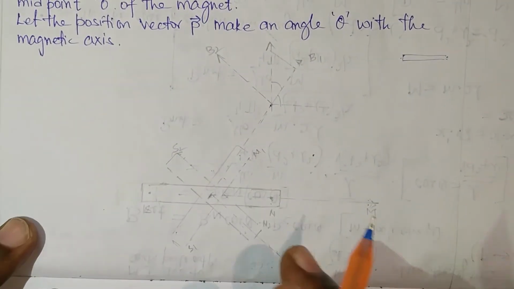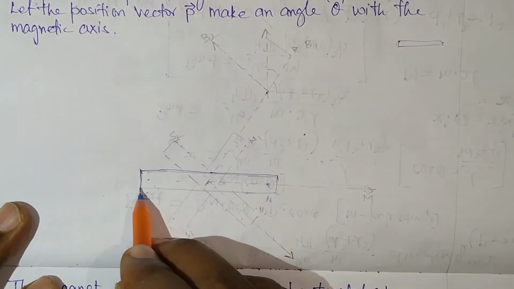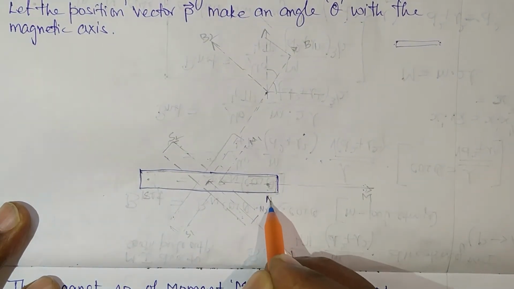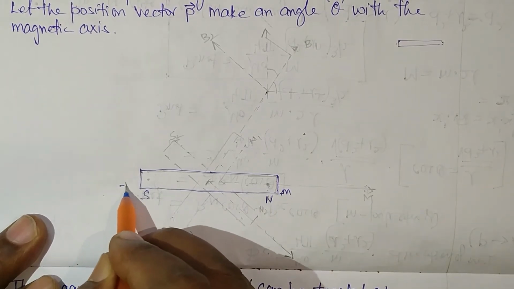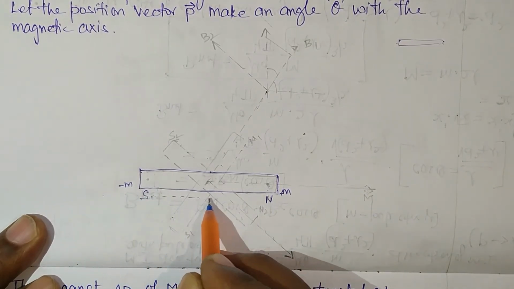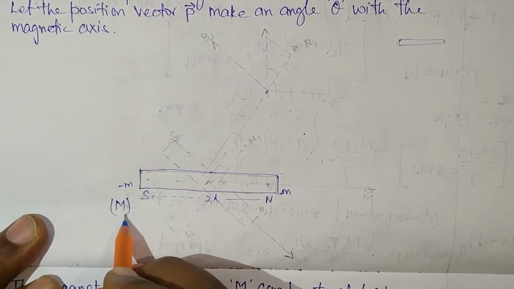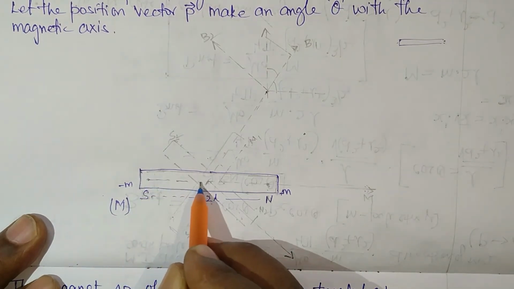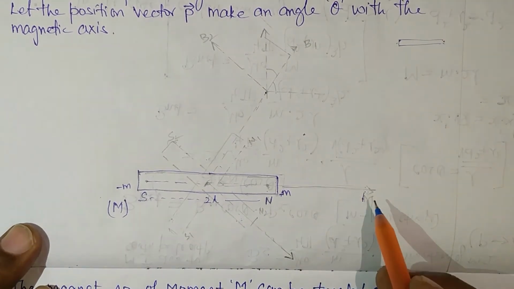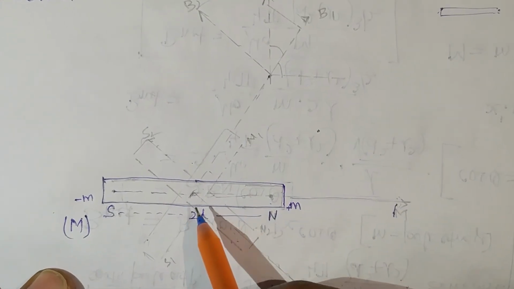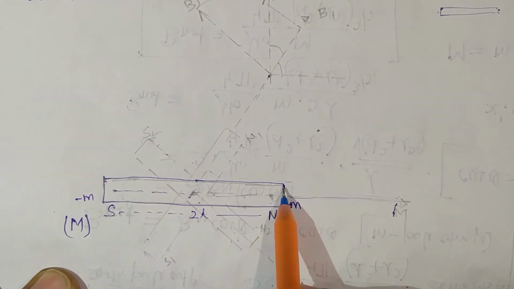Now, I will take a bar magnet. A bar magnet has two poles, north pole and south pole. Let its pole strength be M. This is plus M and this is minus M. Let the length of the bar magnet be 2L, and let its magnetic moment also be M. So the direction of magnetic moment of this bar magnet will be from south to north. This is the direction of magnetic moment. Now I want to calculate the magnetic induction at a point due to this bar magnet.